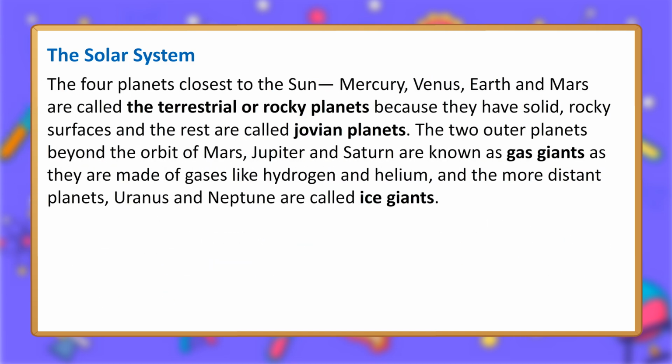The 4 planets closest to the Sun, Mercury, Venus, Earth and Mars, are called the terrestrial or rocky planets because they have solid, rocky surfaces, and the rest are called Jovian planets. The 2 outer planets beyond the orbit of Mars, Jupiter and Saturn, are known as gas giants as they are made of gases like hydrogen and helium, and the more distant planets, Uranus and Neptune, are called ice giants.